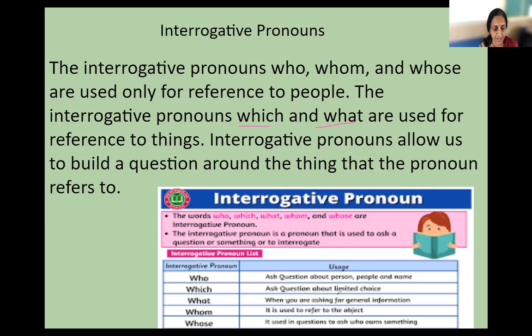Which asks a question about limited choice. When there is a limited option or limited choice of answers, then you will use which. What, you are asking for general information. That is, the options are not known and there may be a variety of options possible. Whom is used to refer to the object. And whose is used in questions to ask who owns something.